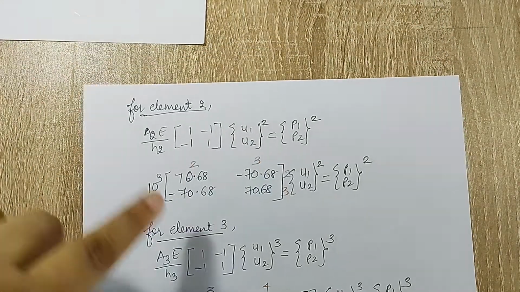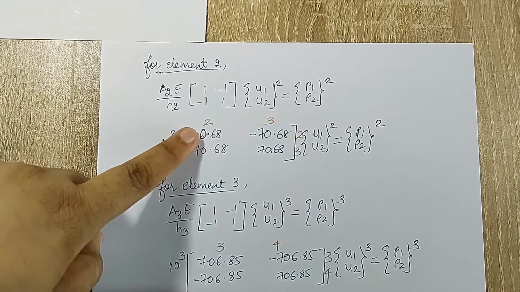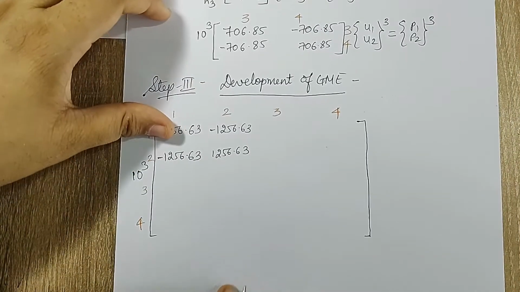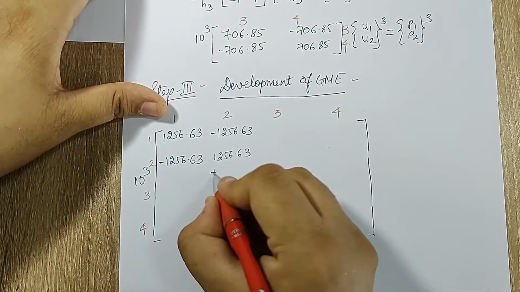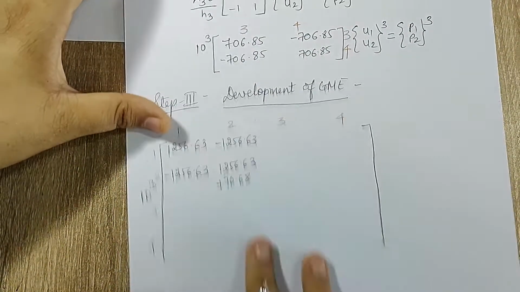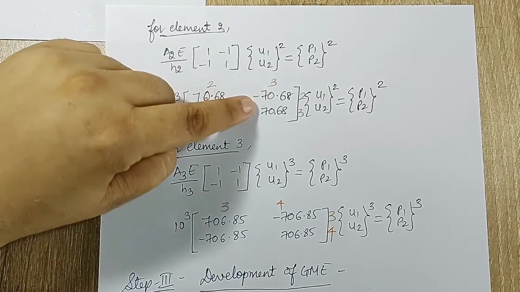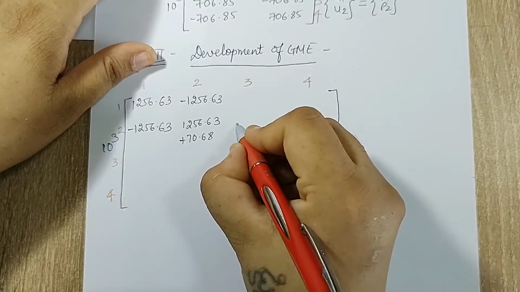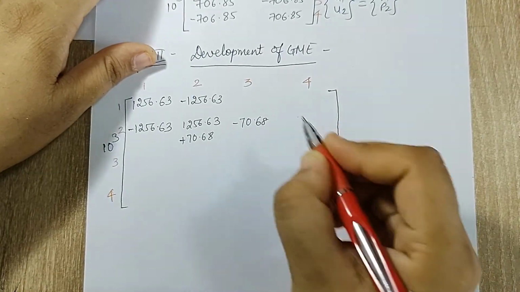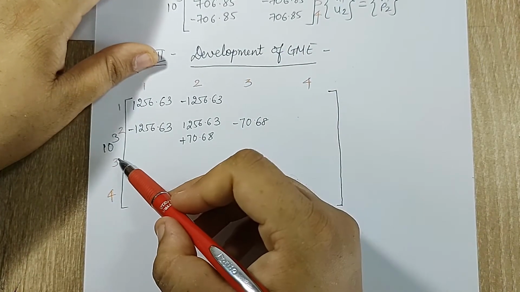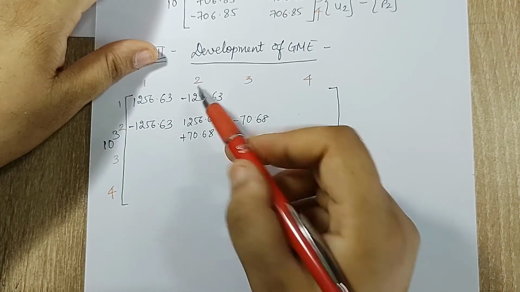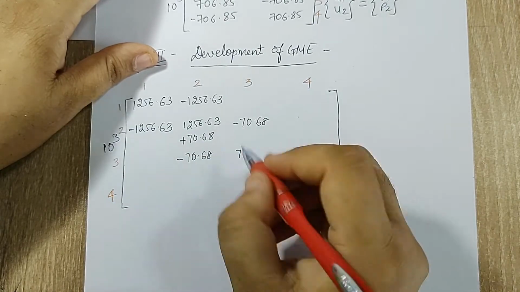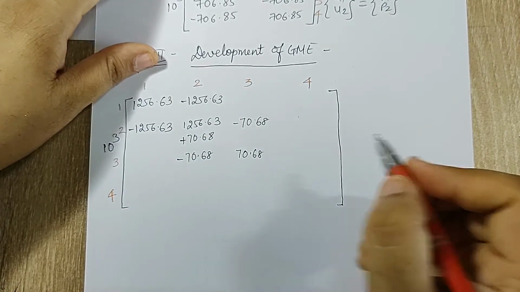I can observe for element 2, 2, 2 is the first element, and the value is 70.68. So here I am going to place at 2, 2, that is plus 70.68. Next, I have 2, 3 is minus 70.68. So at 2, 3, I am going to write minus 70.68. Next, I am going to have 3, 2. You can observe the matrix. 3, 2 is minus 70.68. And last one, 3, 3 is 70.68.